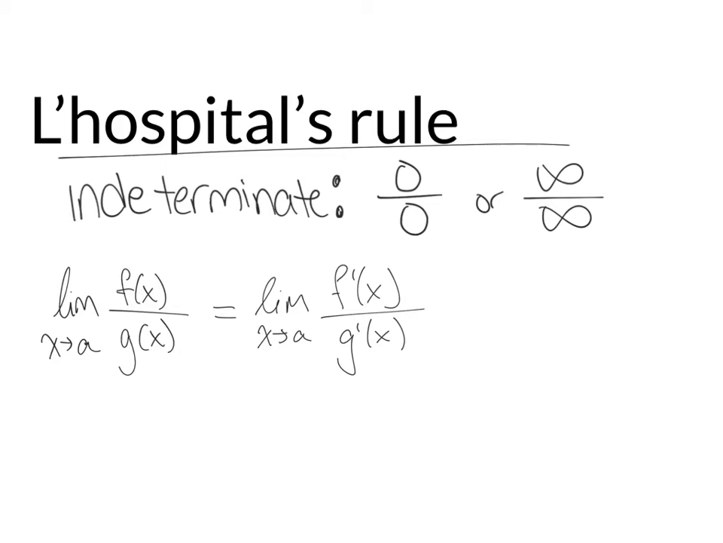If you end up with something that is still indeterminate, you're allowed to do it again. So you can keep doing the derivative of the top, finding the derivative of the bottom, keep that limit, and go until basically eventually you get something that is not 0 over 0 or infinity over infinity. So let's do some examples.